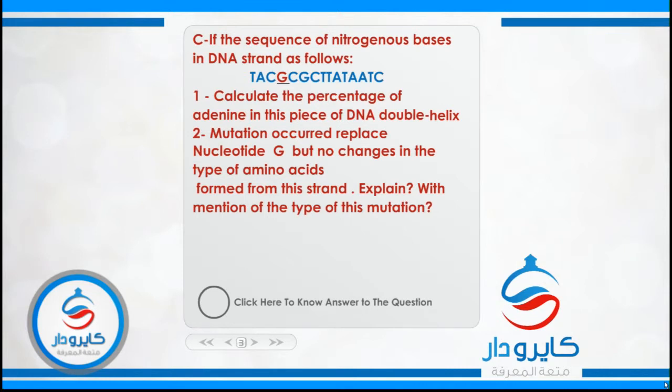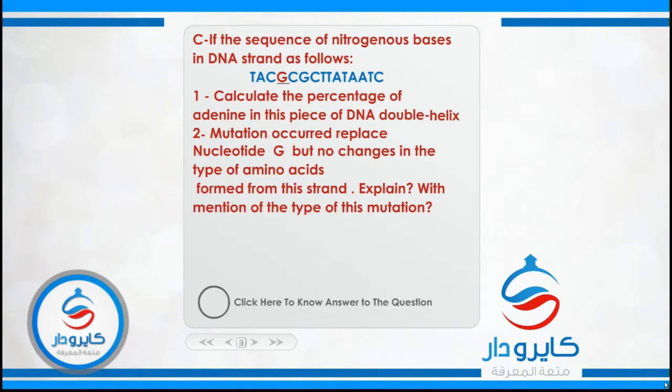9 adenine, and the total number of nucleotides in the double helix is 30. So the percentage of adenine is 9 over 30 times 100. That will produce 30% adenine, and also 30% thymine because A equals T. But for the G, the guanine, 50 minus A produces G or C. So G will be 20 and C also 20. But the question asked about the percentage of adenine, and the percentage of adenine is 30.